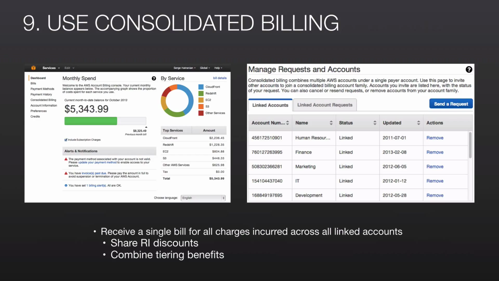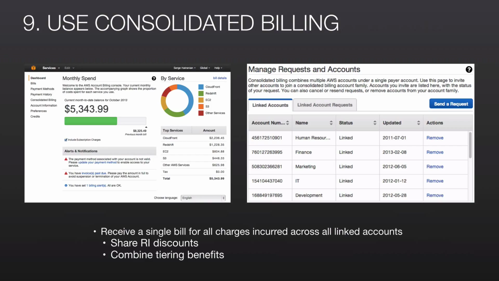The penultimate area of focus is to use a feature we have called consolidated billing. This allows you to aggregate multiple AWS accounts, or the bills from multiple AWS accounts, into a single payer account, a single top level account. And that will give you a single bill for all charges incurred across all those linked accounts. It enables you to do a couple of things.